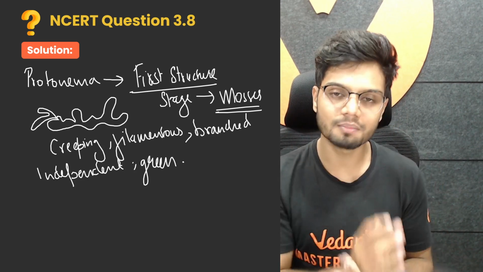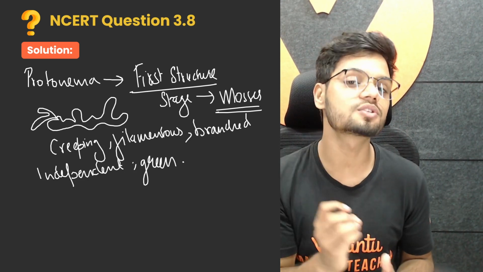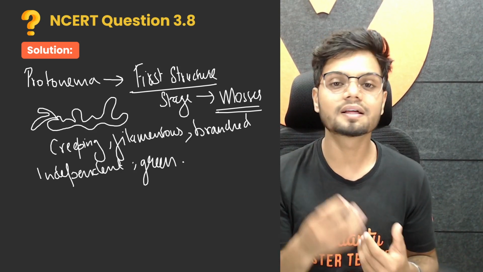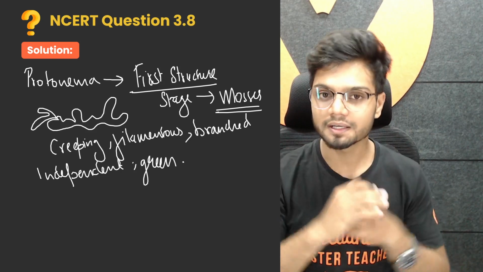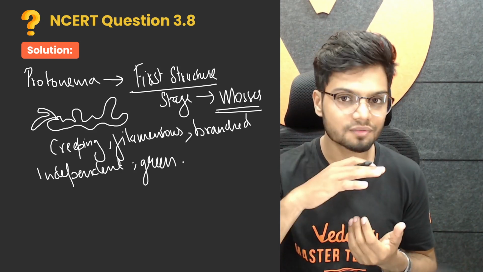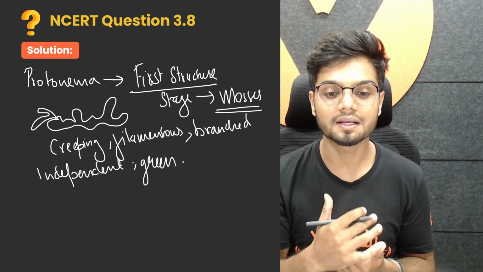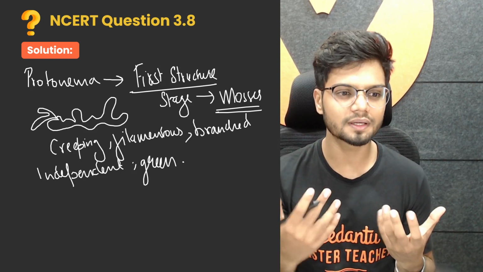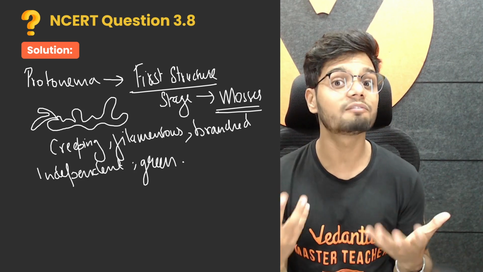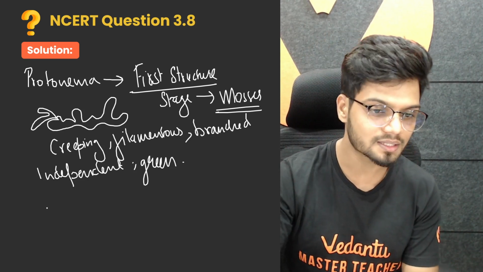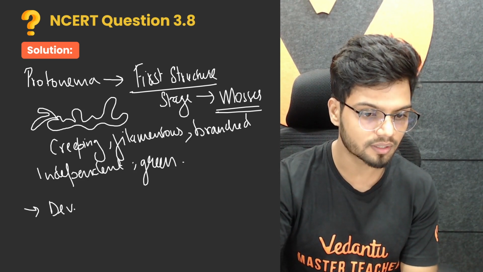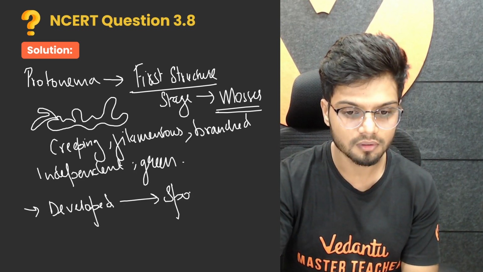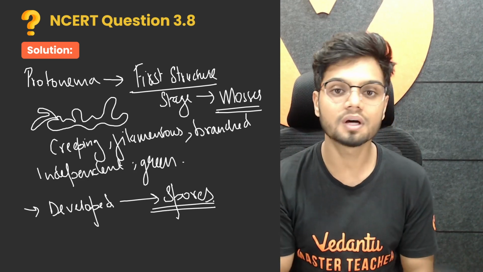So protonema is the first formed structure in the life cycle of your mosses. And it is a green structure because it is independent now. It is an independent green structure which is filamentous, creeping and branched. But the question is, what is protonema developed from? It is developed directly from spores.